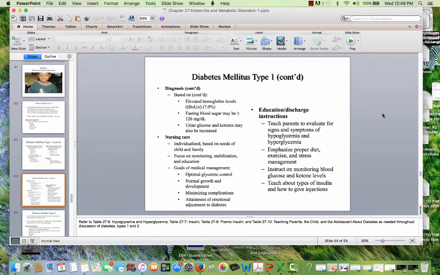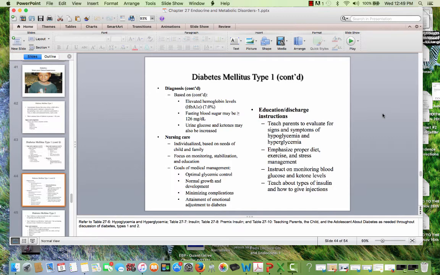So the teaching is not like a one-stop shop at the end. It's from the time, even if the kid comes in with DKA, which we'll talk about in a few, you're going to do some teaching with the family as much as possible in bite-sized information, ongoing. So the goals of the medical management are to have optimal glycemic control. You want to make sure that there's ongoing normal growth and development too as this child begins living with type 1 diabetes, minimize complications, and attainment of emotional adjustment to the diabetes as well.